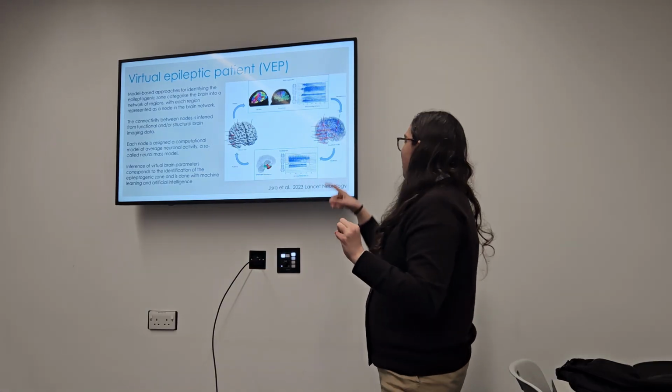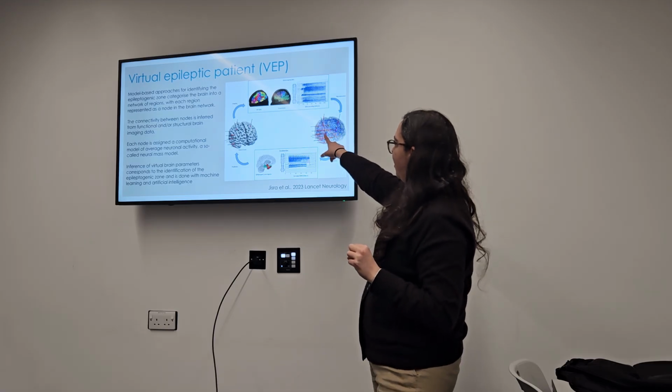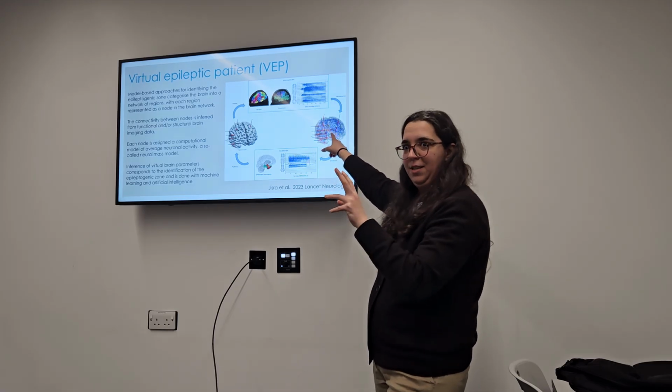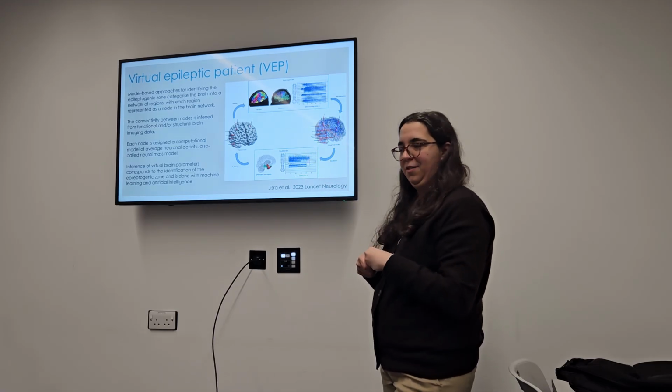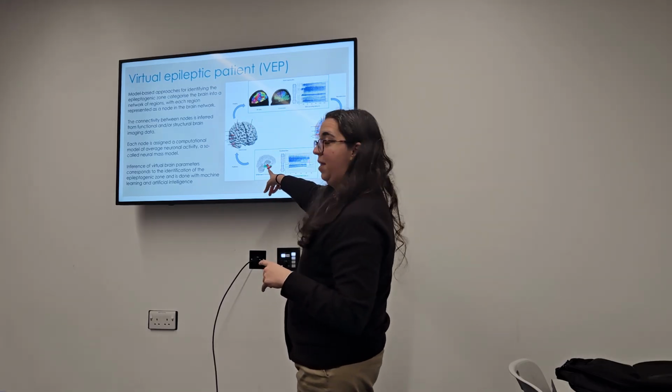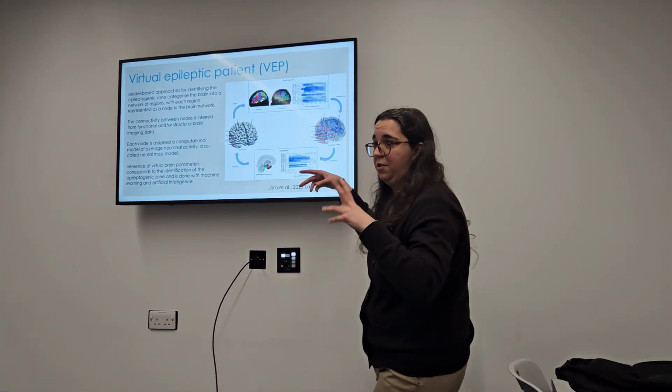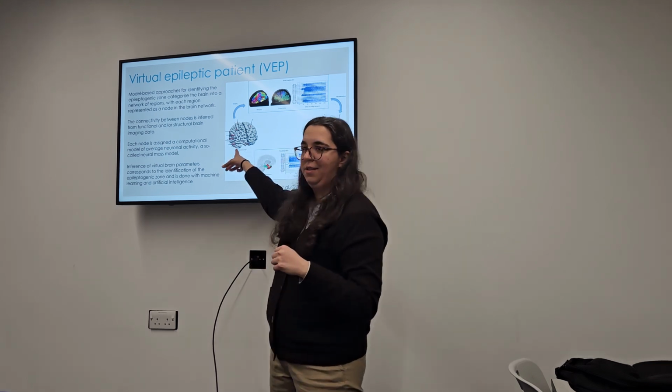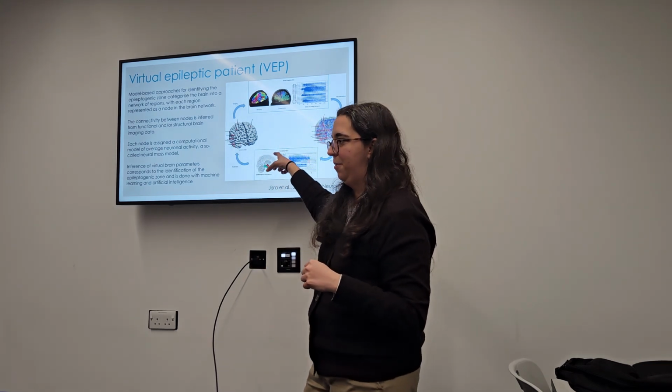We can now say, okay, let's say I think that the seizure is coming from here. Let me simulate a seizure and see how the rest of the network behaves. We generate some predictions. We might come up with what we think the seizure onset zone is. We can test it in the patient's brain to see whether we're right or wrong.